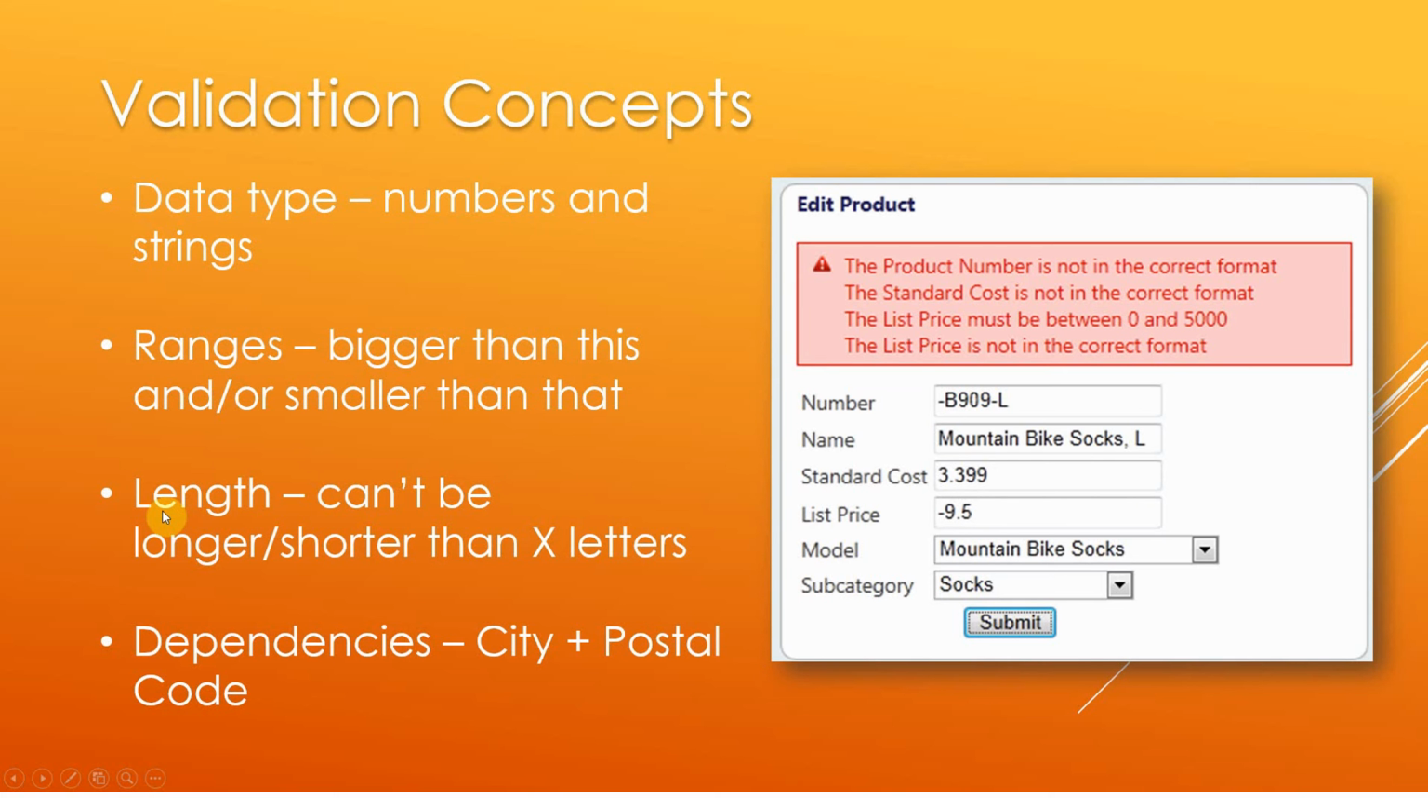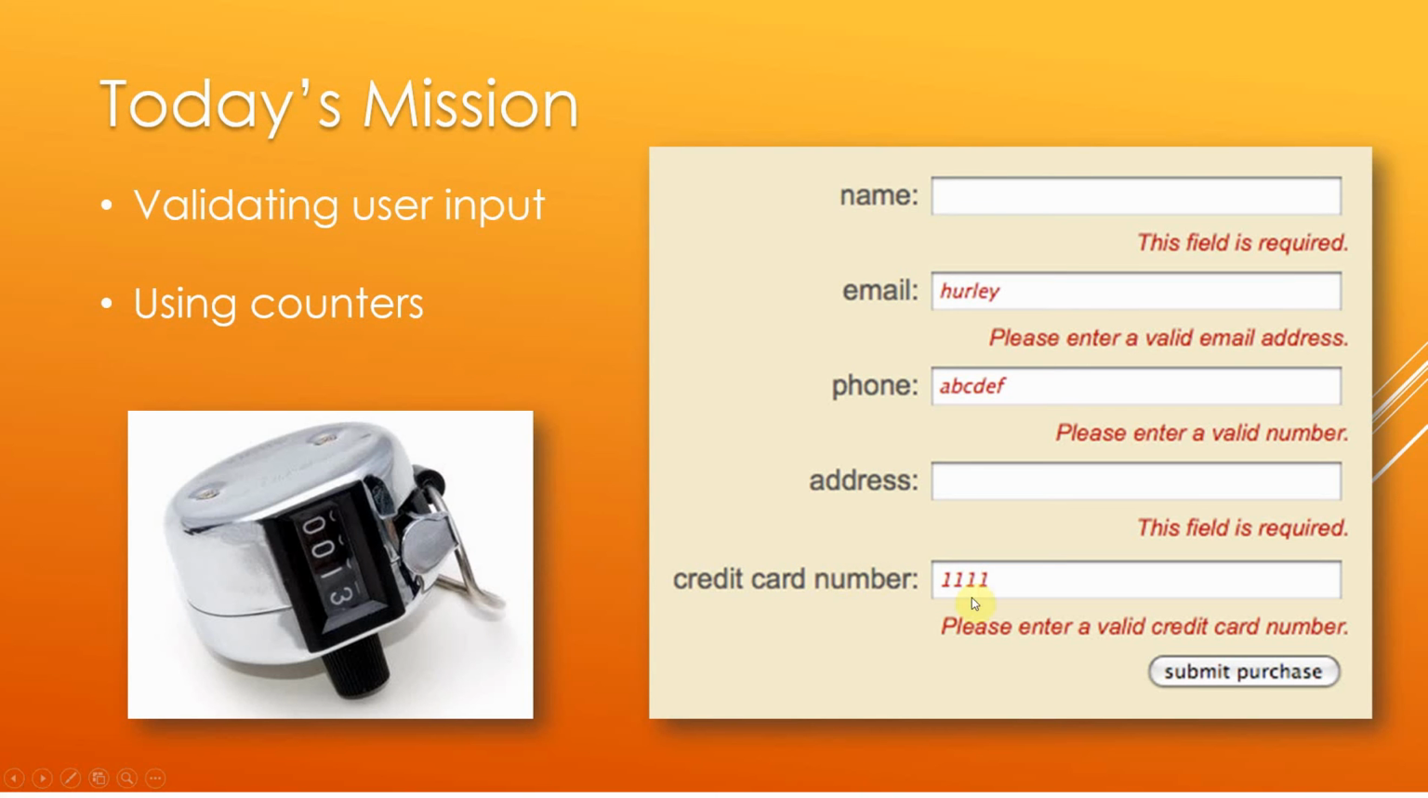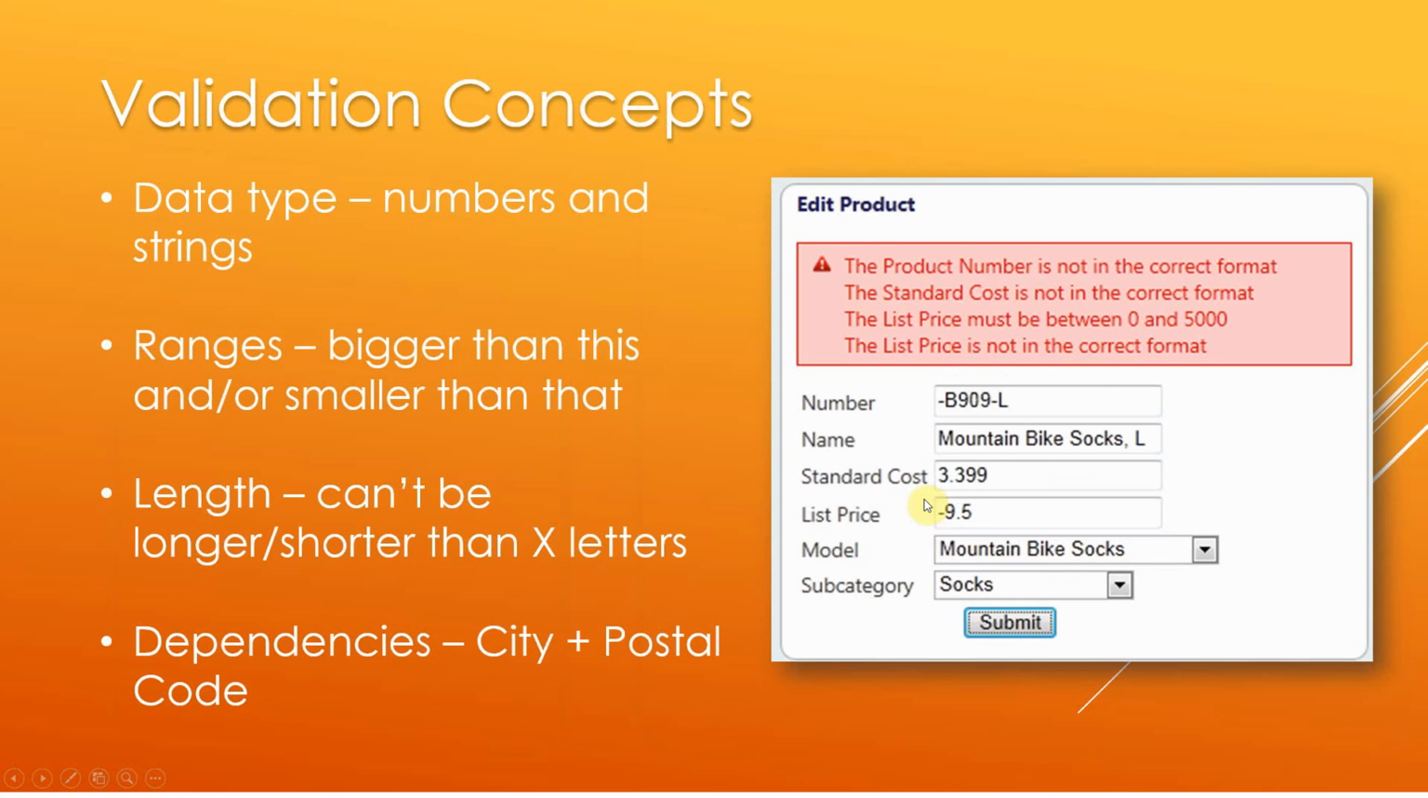Another thing we can use with validation is length. Something can't be longer or shorter than a certain number of letters. Okay, if we go back and have a look at the previous slide, we said credit cards have to be 16 digits long. Telephone numbers have to be 10 digits long. But we can use it as well for name. A name must be at least 1 character. An address must be at least 1 character. We can't say how long a name should be or an address, but we know it should have at least 1 character in it.